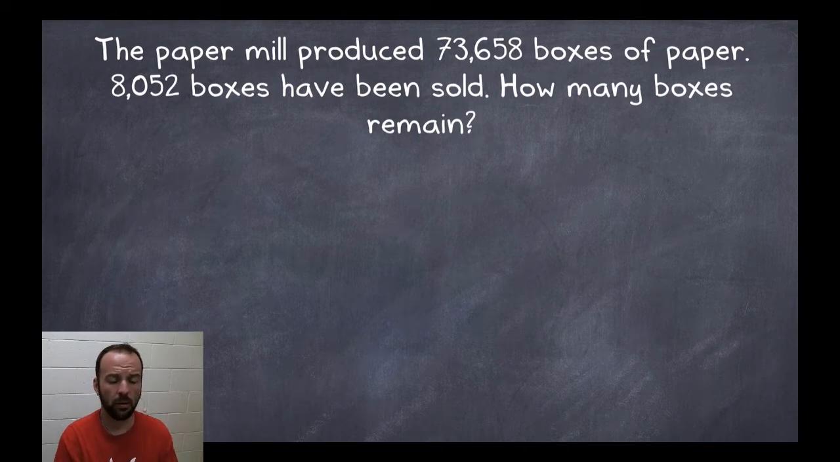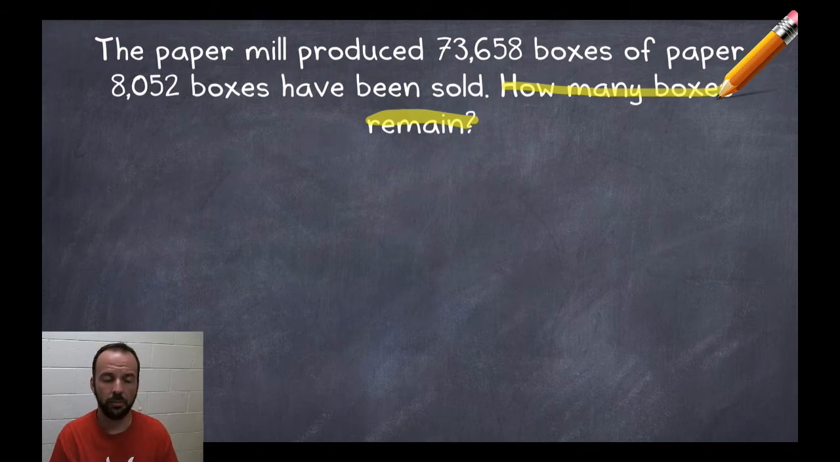So we have this word problem here. It's not a bad idea ever when you come across a word problem to read it twice. Sometimes you'll jump to a conclusion, you read the problem again, and you go, oh, okay, hang on, wait a second, I need to do something else. So I'm going to read it one more time. The paper mill produced 73,658 boxes of paper. 8,052 boxes have been sold. How many boxes remain? The next thing I like to do after reading a problem twice is highlight what it is actually asking me. What's the actual question, right? So they want to know how many boxes remain. So that's what we're going to be looking for.